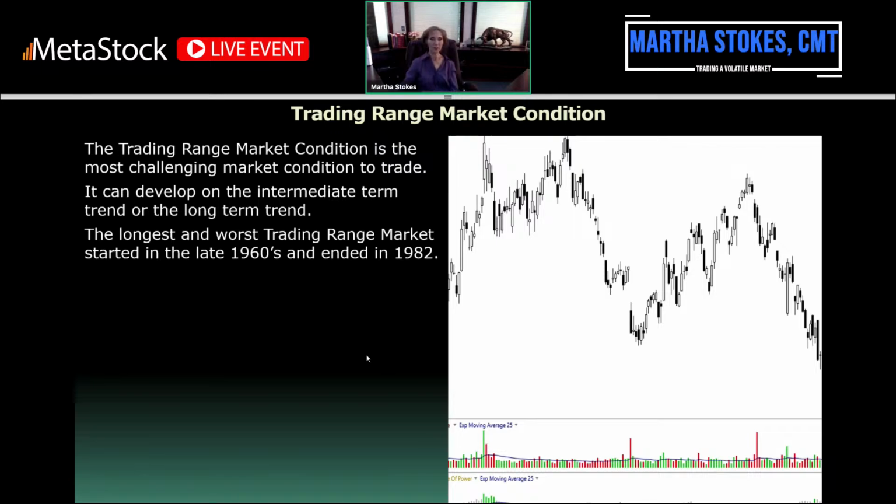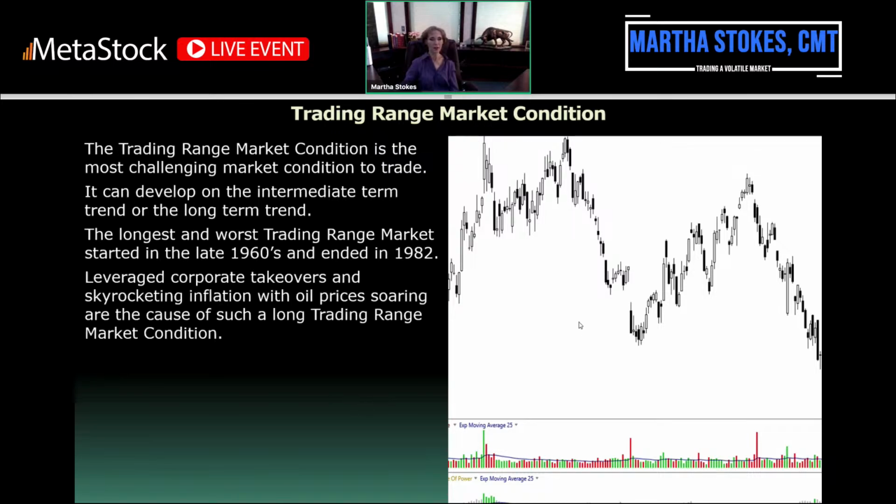It was a very long trading range market. It was horrible. We had inflation that was out of control. Gas went from 35 or 50 cents a gallon to 250 cents a gallon. Everybody started buying small cars. Leveraged corporate takeovers and skyrocketing inflation everywhere with oil prices soaring are the cause of such long trading range market conditions. We don't have that condition.